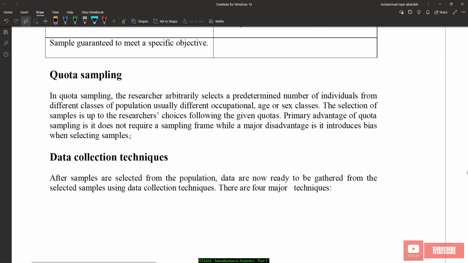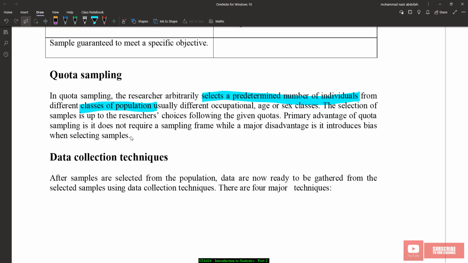Quota sampling techniques. In quota sampling techniques, the researcher selects a predetermined number of individuals from different classes of the population, usually different occupation, age, gender, class, and so on. Right, so contoh macam you want to select 100 samples, so you distribute your questionnaire at your convenience using convenience sampling techniques, but you have a certain criteria. You want to select only 50 males and 50 females.